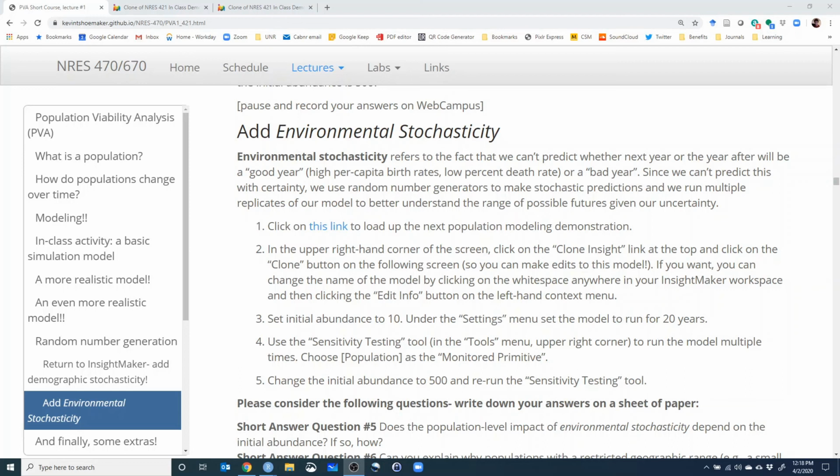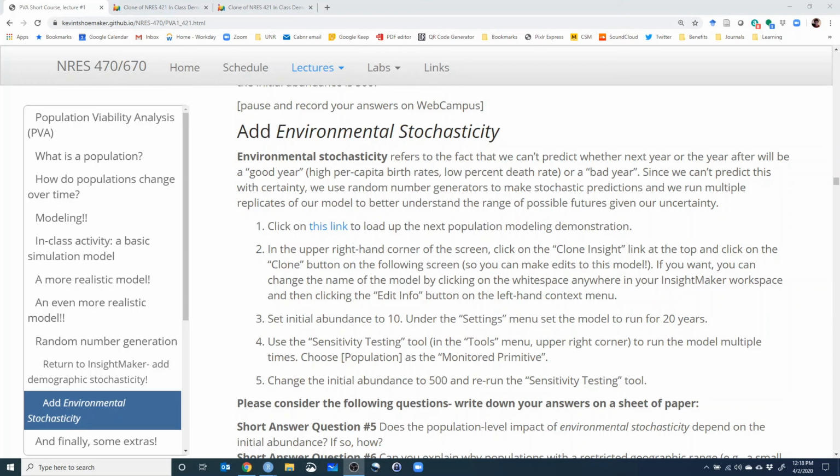Now, environmental stochasticity is in contrast to demographic stochasticity, which is what we looked at before. We can think of demographic stochasticity as the individual-level inability to predict what's going to happen. Is an individual going to die? Is it not? It doesn't require the birth rate or the death rate to change. It's just that we don't know at that individual level who's going to be successful, who's going to be unsuccessful.